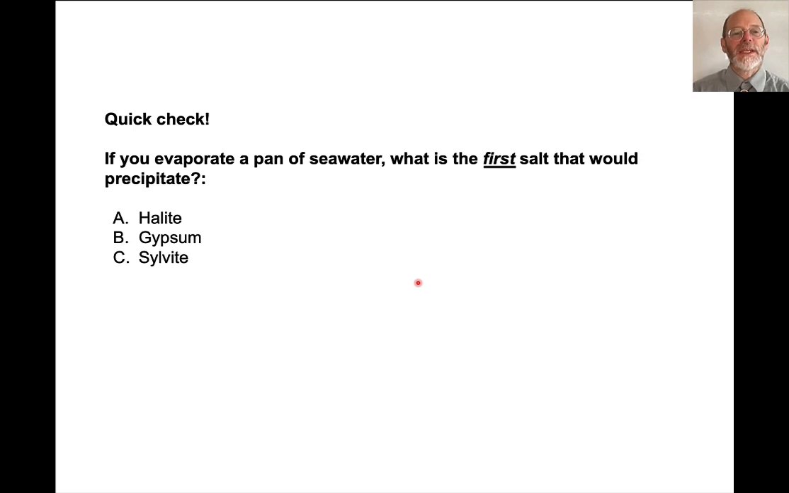So what does that mean? If you evaporate a pan of seawater, what is the first salt that would precipitate? And the answer is gypsum. As we evaporate seawater, the concentrations of the ions increase, and so gypsum is the first to reach saturation.